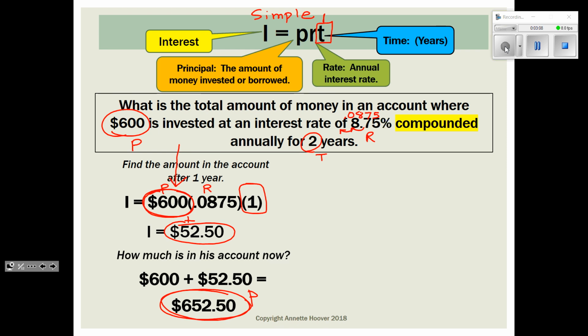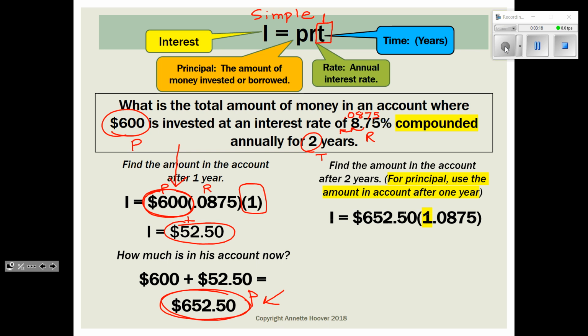So now when we figure out the second year, we have to start with the principal that was in the account after 1 year, which was $652.50. We multiply it times the percentage rate of 0.0875. Now, let me just show you something really fast. I could have gone $652.50 and multiplied it times the percentage rate, and that would show us how much interest was earned, but then we have to go back and add it back to the principal.